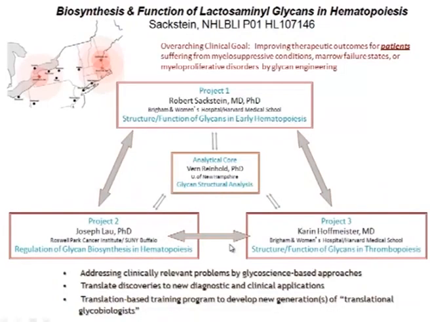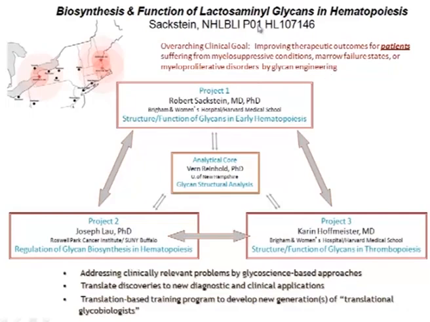The training program is supported by the National Heart, Lung, Blood Institute. It's called a Program of Excellence in Glycosciences. It's supported by a program project grant. And the overarching clinical goal is to improve therapeutic outcomes for patients suffering from myelosuppressive conditions, bone marrow failure states and conditions, and myeloproliferative disorders by glycan engineering of hematopoietic cells.